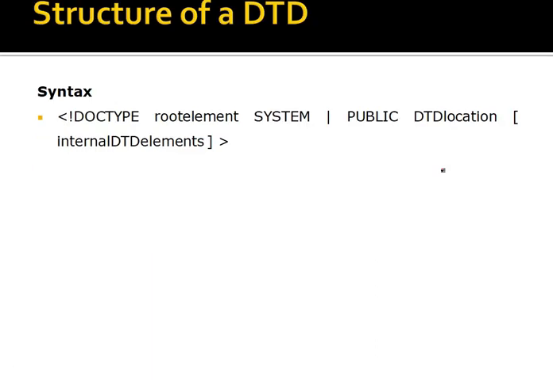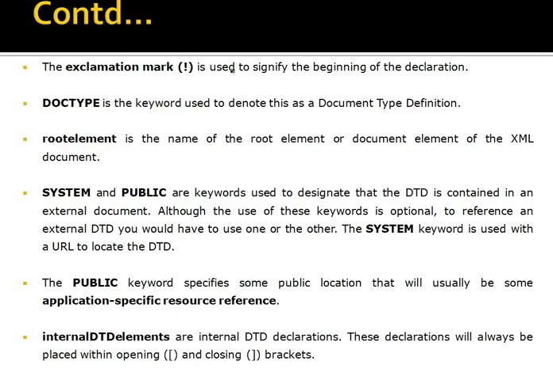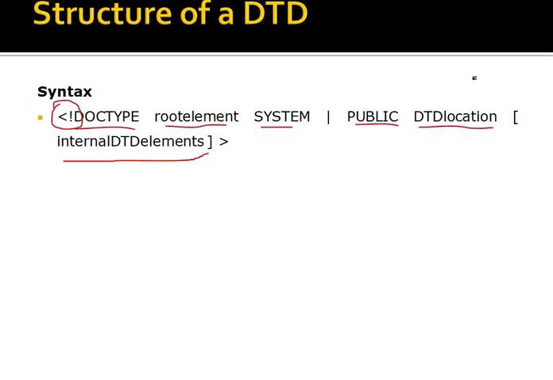So just to recall the structure of a DTD, document type definition. If you see the syntax, this is what we have seen. DOCTYPE is the beginning, then the root element, SYSTEM or PUBLIC, the location, and the internal DTD elements. So what does the exclamation mark say? The exclamation mark in the syntax is used to signify the beginning of a declaration. So it is used to tell that this is the beginning of a DTD.